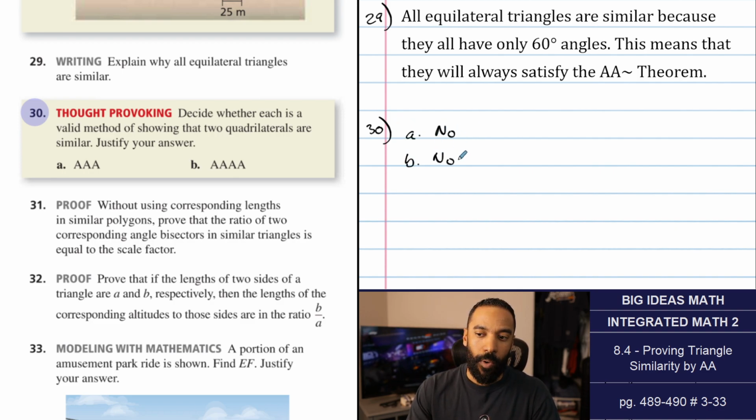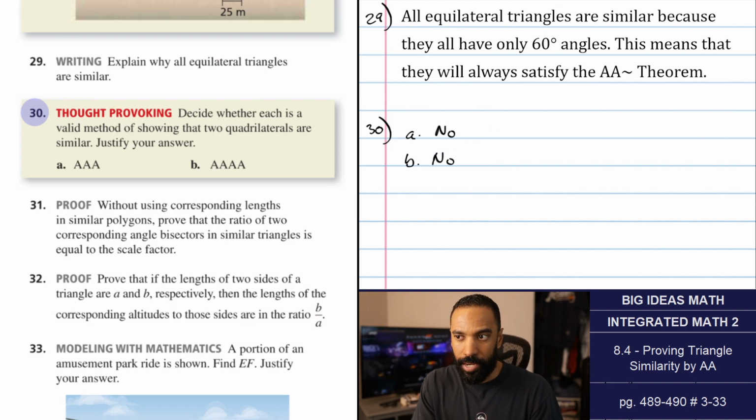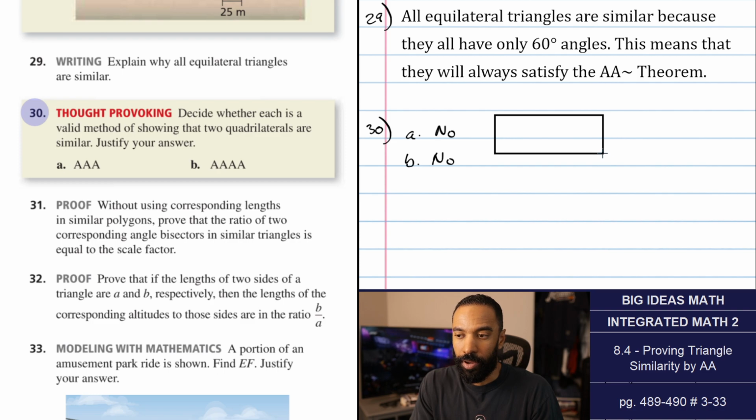Now, why? I can show you a counterexample. Let me show you 2 rectangles. We know that in 2 rectangles all 4 sides or all 4 angles are congruent, right? All right angles.